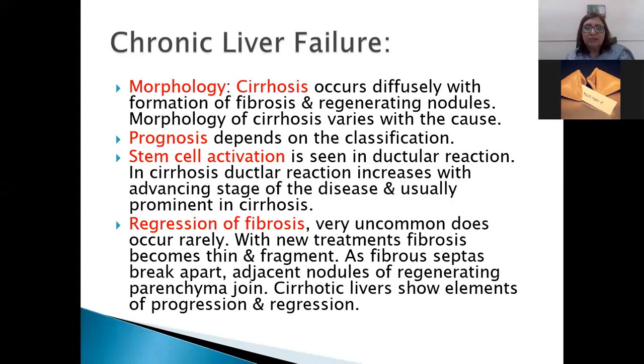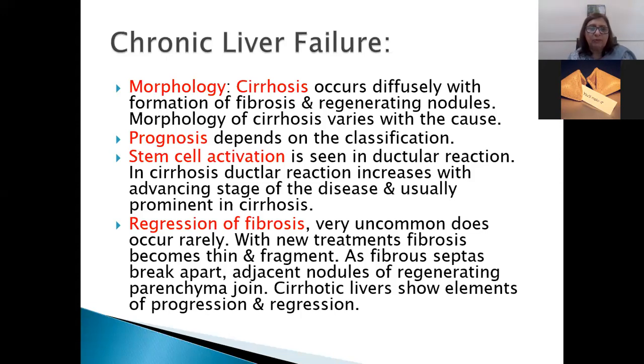Prognosis depends upon the classification. Stem cell activation is seen in ductular reaction and cirrhosis. Ductular reaction increases with advancing stage of the disease and is usually prominent in cirrhosis. It means that the bile ducts which are formed in acute liver failure are also going to be formed in chronic liver failure, and as the stage of the disease advances, the ducts are more prominently developed. Regression of fibrosis is very uncommon, which occurs rarely.